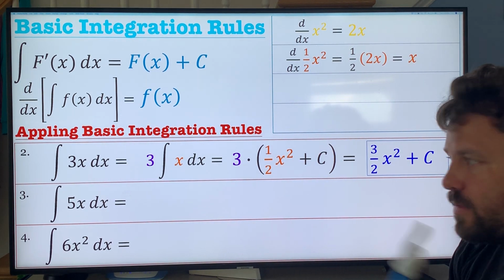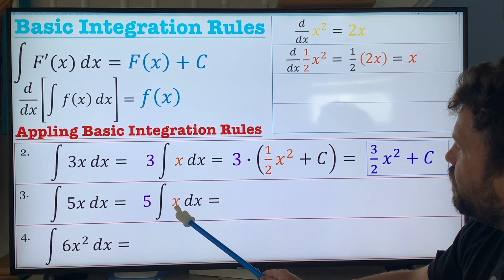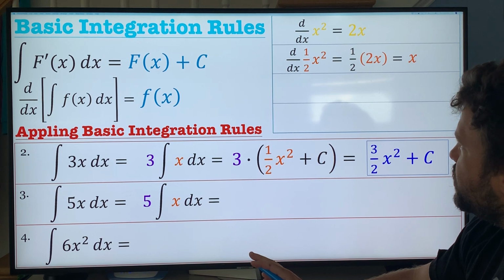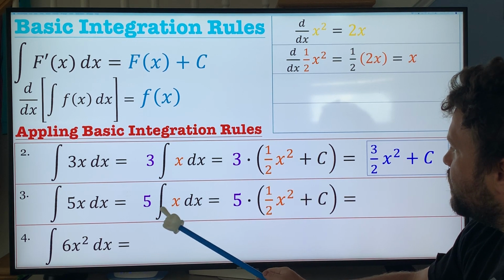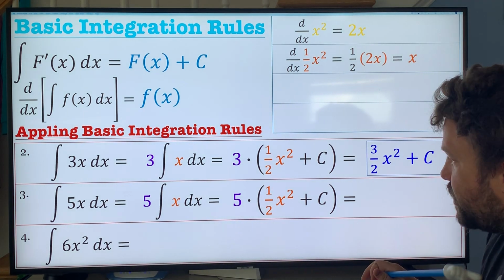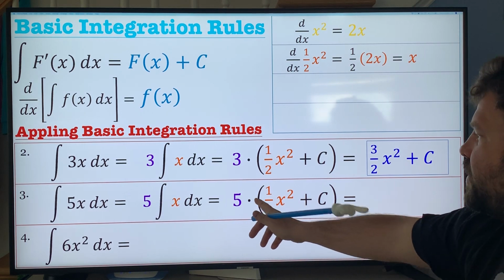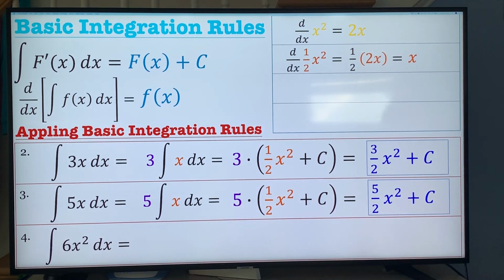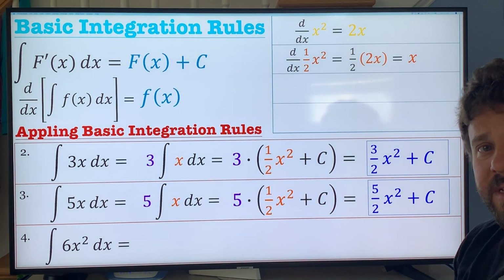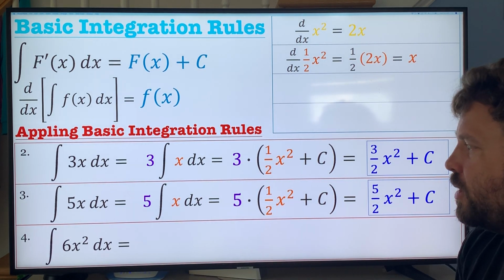All right, let's see if you did it right. Very similar. You pull the 5 out, right? Now, interesting. What do we got here? Same concept, right? The integral of x is always 1/2 x squared plus c. 2 times 1/2 is 1. This becomes an x. So 5 times 1/2 is 5/2 x squared plus c. Is that really that difficult? Not at all. Why don't you guys attempt problem number 4?